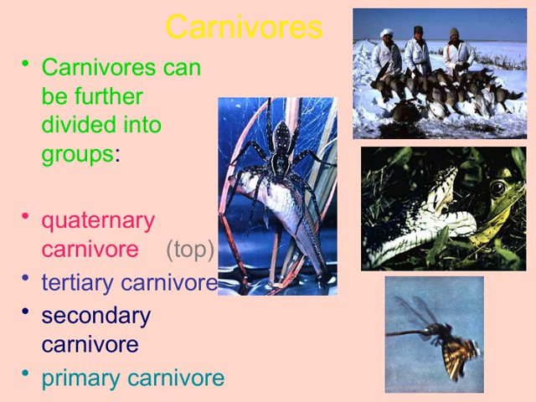Now let's take a closer look at carnivores. Carnivores can actually be divided into different groups based on their position in the food chain. Starting from the top, we have the quaternary carnivores, which are at the very apex of the food chain. These are the animals that typically have few or no natural predators. Just below them, we find the tertiary carnivores, which prey on secondary carnivores. Moving down, the secondary carnivores hunt primary carnivores, and finally, the primary carnivores feed on herbivores or other prey.